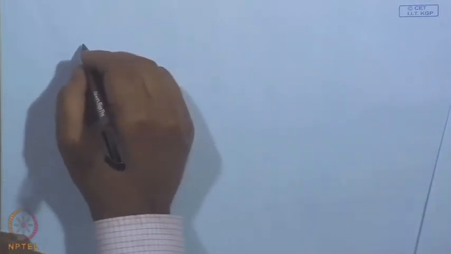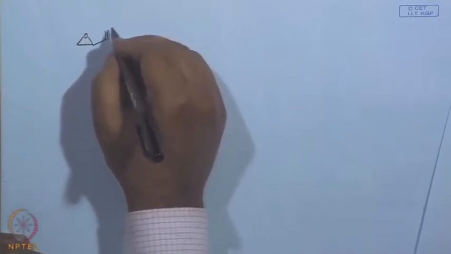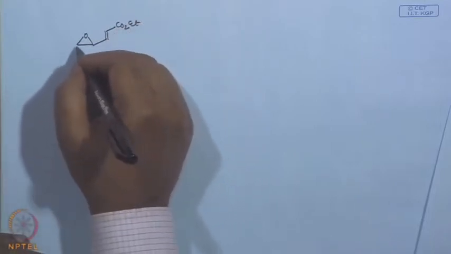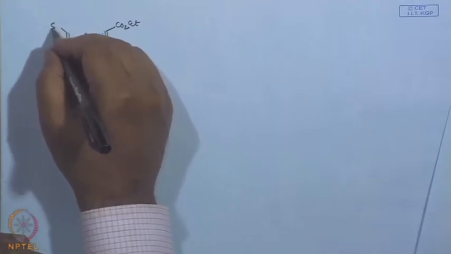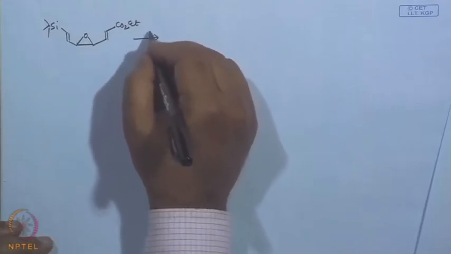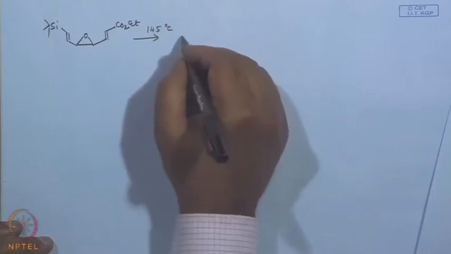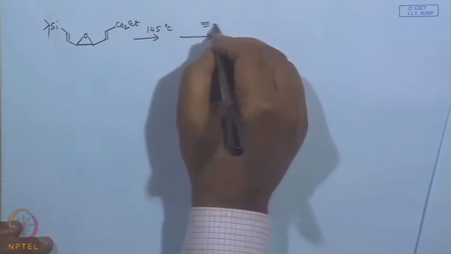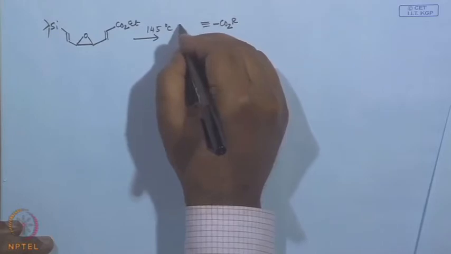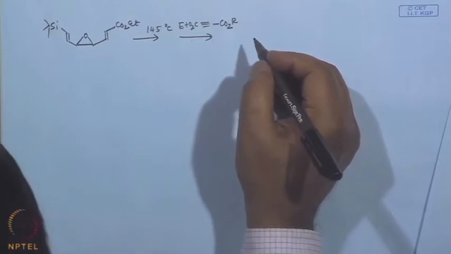Like one of the cases could be here, a heavily substituted epoxide again, an internal double bond, a substituent like an acrylate part, then you have this vinyl silane, and it requires a little high temperature, 145 degrees centigrade, and if you mix with acetylene dicarboxylate.